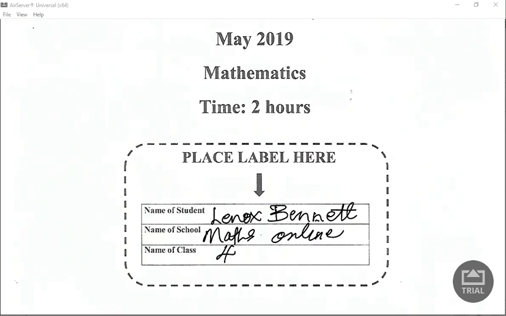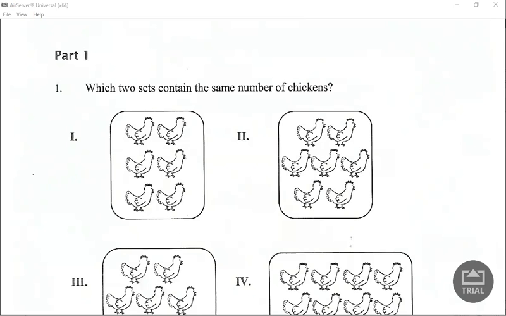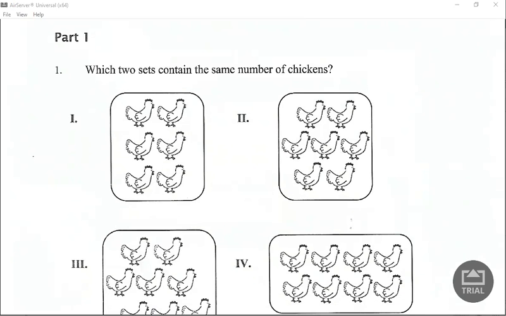Alright, so this is a 2020-2019 mathematics paper for grade 4. Let's go. Going past the instruction, we read that already. Alright, number 1 says, which two sets contain the same number of chickens?